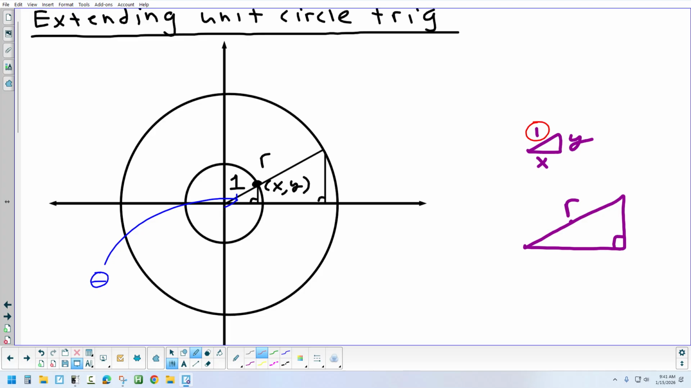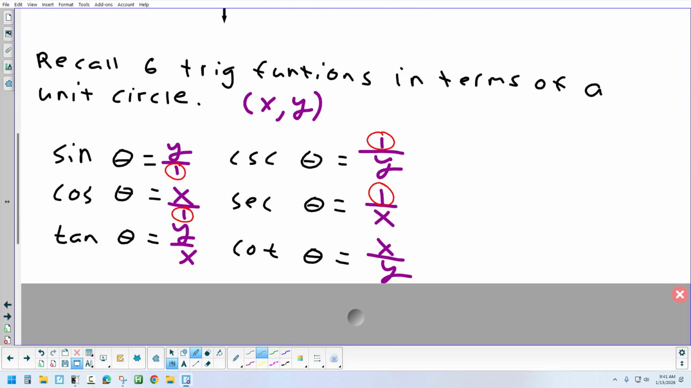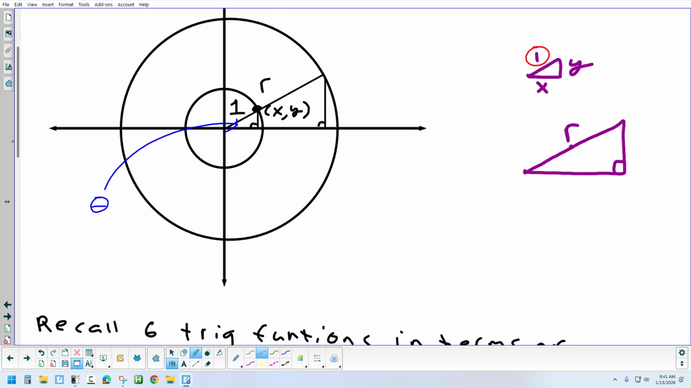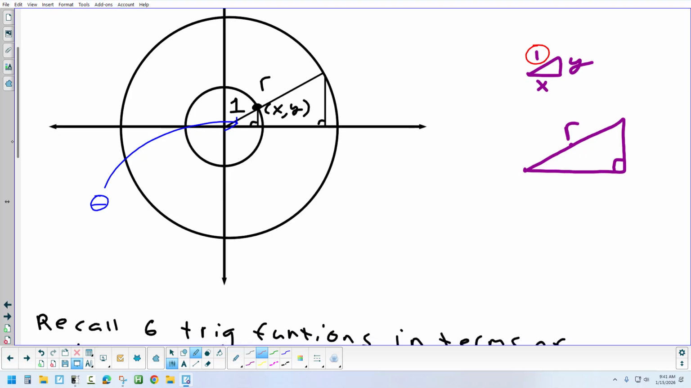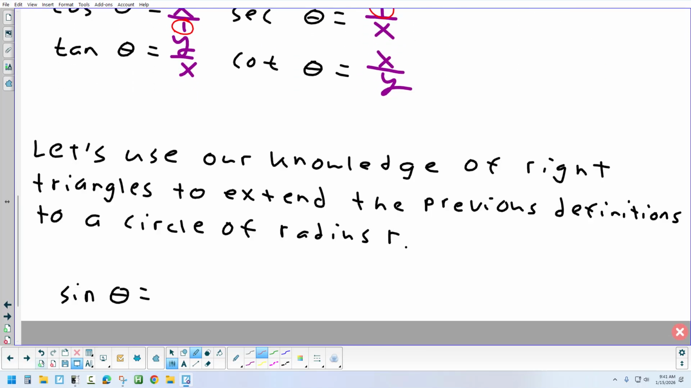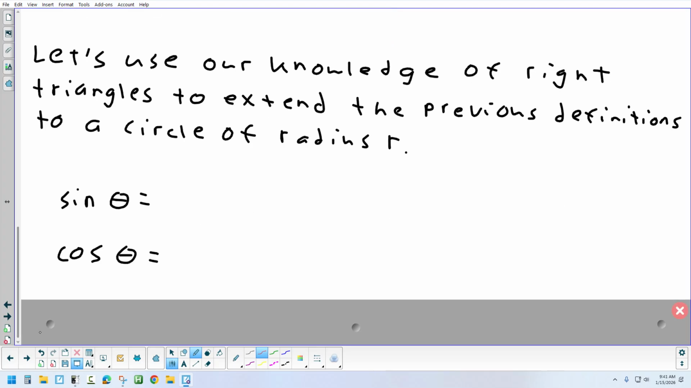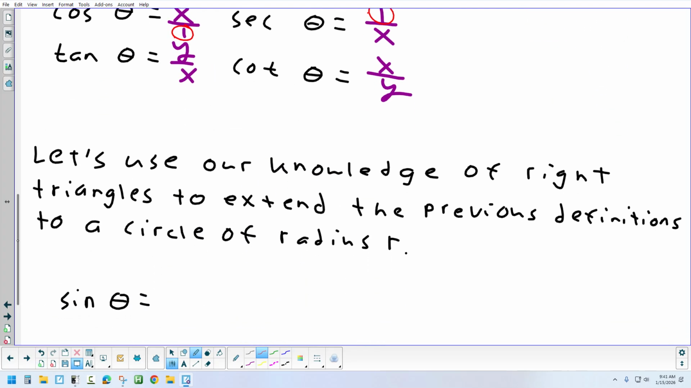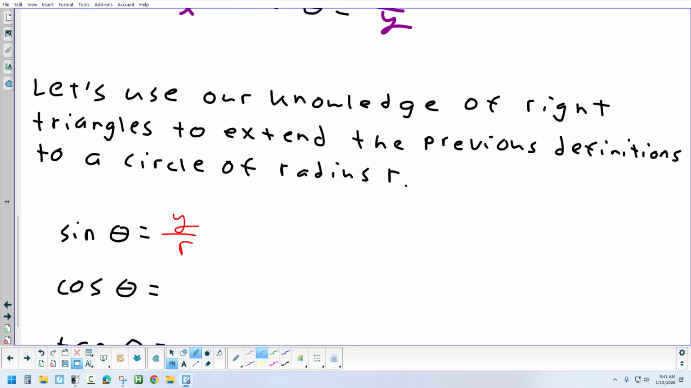When we do this on a bigger circle, the only thing that's going to change in these formulas is these aren't going to be 1s anymore. What do you think they would be? Based on what I drew on the right-hand side. Yep, r. It'd be r's, whatever r is. So now, instead of the sine being y over 1, it's going to be y over whatever the radius is. If the radius is still 1, then it's just y. But if it's not 1, it's different.